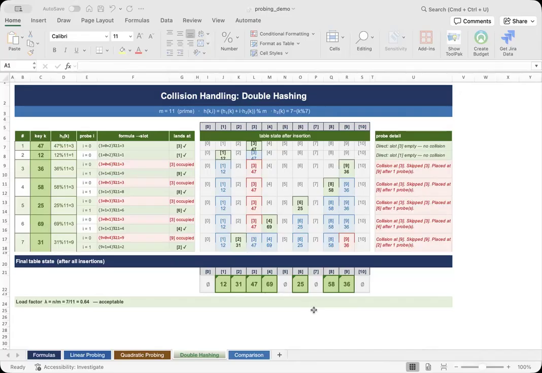Okay. The quadratic, on the other hand, is going to try to spread things out more by doing a squared function. So the first time you move it by 1, then by 4, then by 9, then by 16 and so forth. And that's a way to spread out the data more, to avoid the concentrations and the clustering.